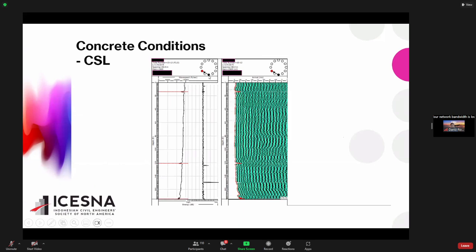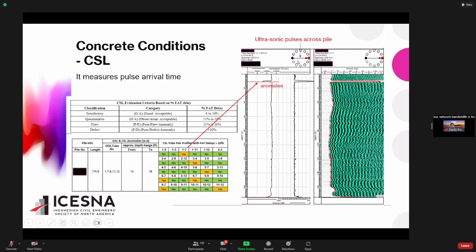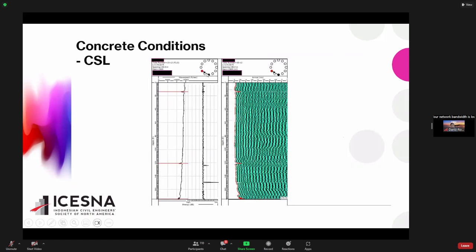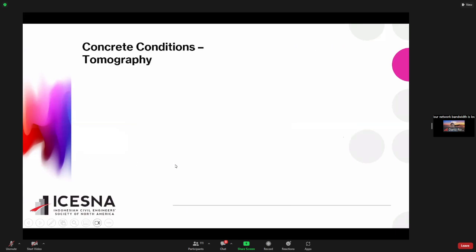But there's another one. This one is taking from here to here. This one is measuring from here to here, smaller. So again, with the ultrasonic pulse from here to here, you may have some issue here, maybe not that bad, but you still have maybe a minor issue at this location. So another test will be tomography.